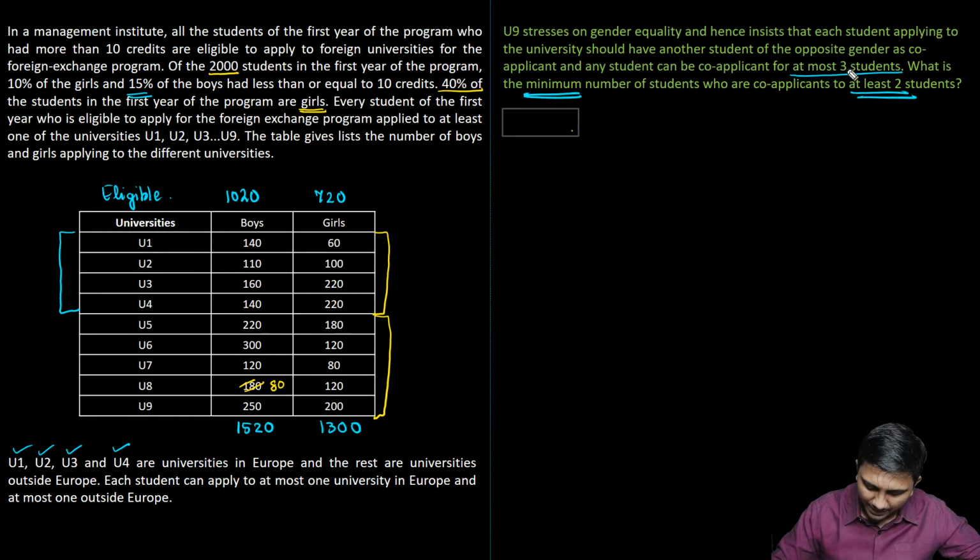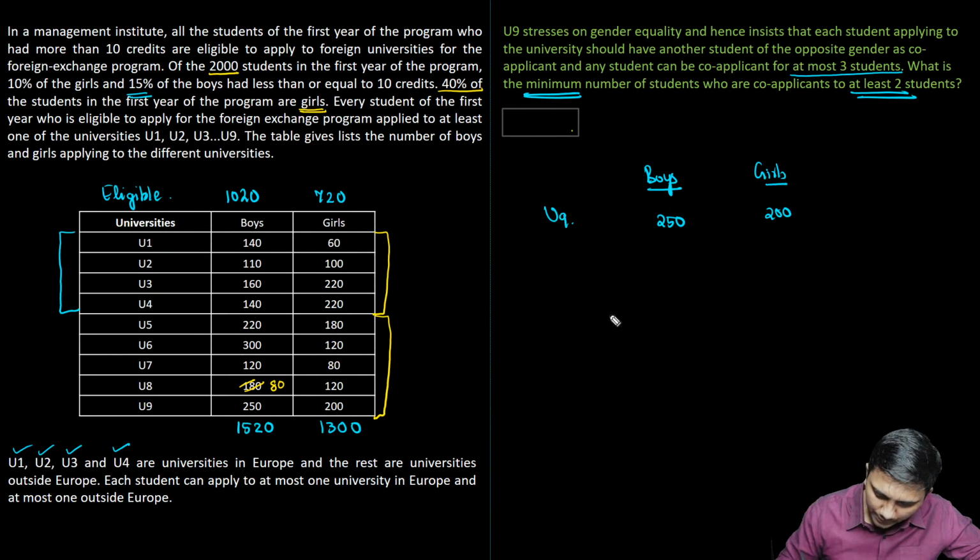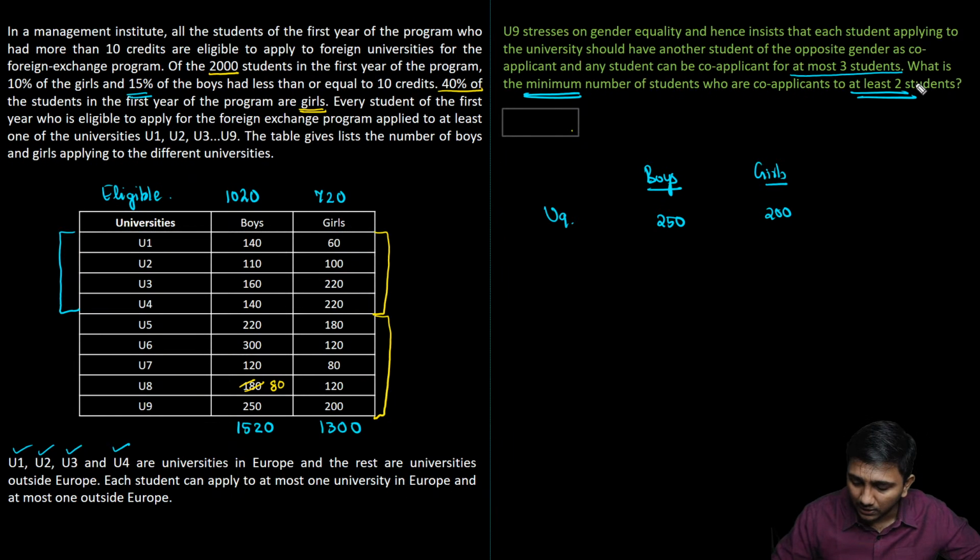Okay, let's look at U9 data first. 250, 200. The boys, 250 of them applied to U9. Girls, 200 of them applied to U9. I'm just taking this data here so that we can concentrate. You need not rewrite this when you are sitting in the exam. So 250 and 200. Now, I have to minimize that. That's something that you have to keep in mind. I have to minimize the number of students who are co-applicants to more than 1. At least 2 students means what? More than 1. So what I'll have to do is I'll have to maximize.